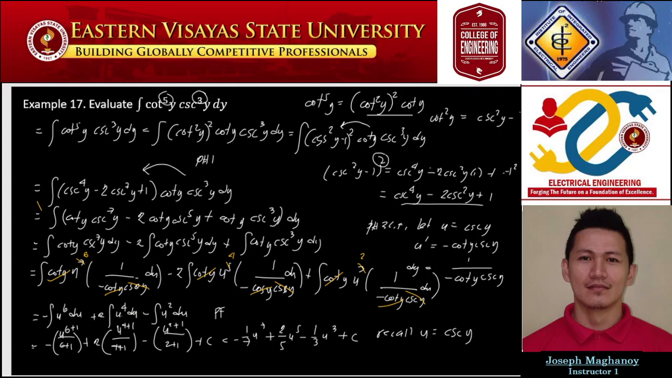So finally, you can rewrite your final answer. Negative 1 over 7, your u is cosecant, power of 7 y, plus 2/5, your u is cosecant power 5 y, minus 1/3, your u cosecant power cube y, and combining all the arbitrary constants, plus c. So negative 1/3 cosecant raised to 7 y plus 2 over 5 cosecant raised to 5 y minus 1/3 cosecant cube y plus your arbitrary constant. So that is your example number 17. So let's move into the next example.